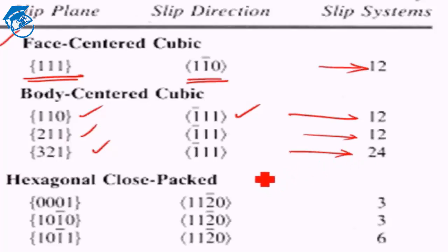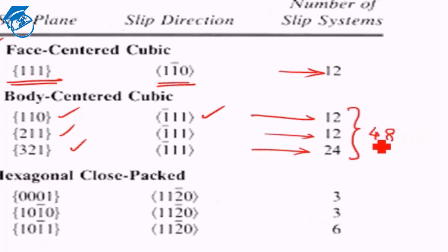Okay, therefore for BCC we have a net of 48 slip systems. But in these 48 slip systems, none of them are as good as the slip systems of FCC, because FCC had the closest packed plane and the closest packed direction. Here we have the closest packed direction, but the planes are not the closest packed.